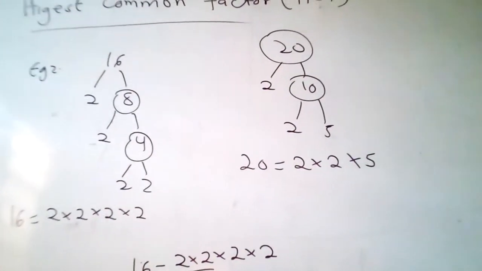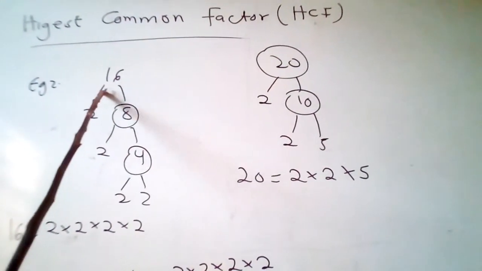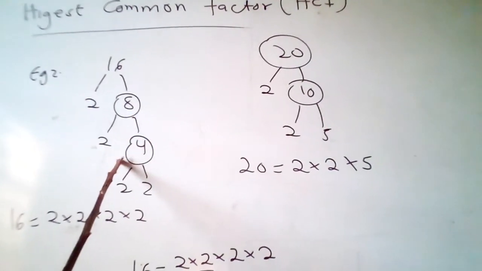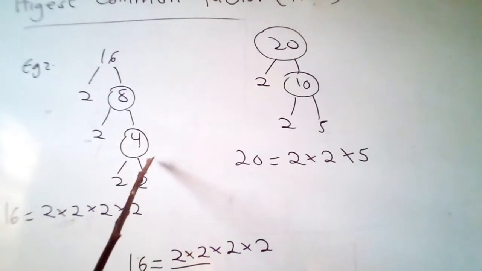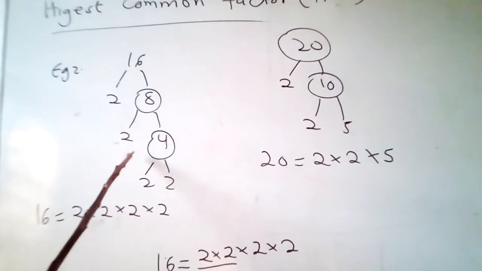Okay, so let's look at another example. Example number 2. We have 16 and 20. 2 can go into 16 how many times? 8. And 2 can go into 8 how many times? 4. And then 2 can go into 4 how many times? 2. So the factors are 2, 2, 2, 2.